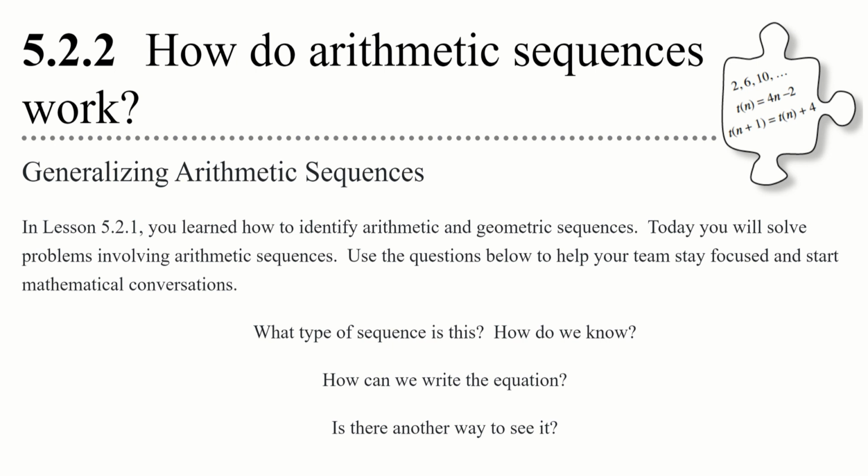As we go through this, maybe circle back and think about these questions. What type of sequence is this? If you're presented a sequence, what is it? How do you know it's that kind of sequence? How can we write the equation for that sequence? And is there another way to see it? Can we flip it to one of our different multiple representations?